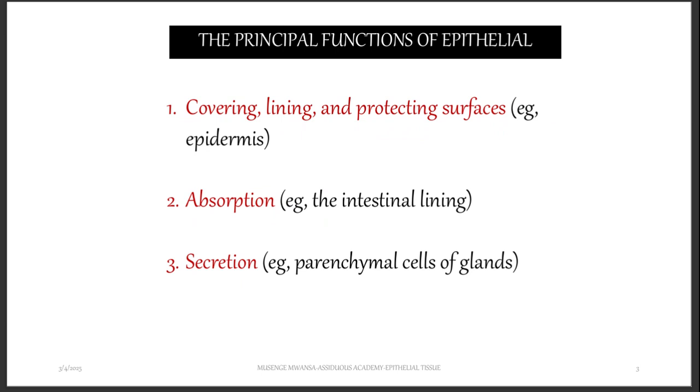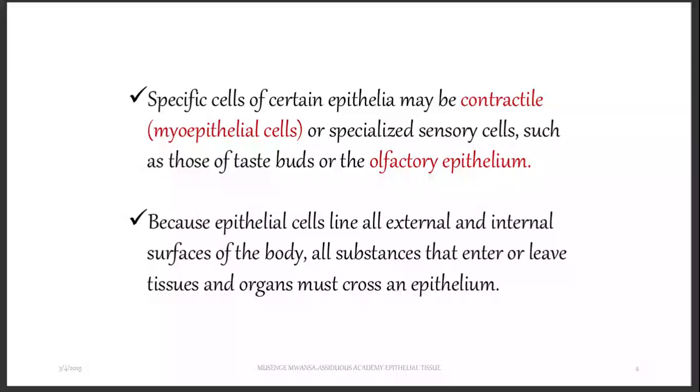Number three is secretion. For example, most of the glands, salivary glands, lacrimal glands, all these glands are going to be producing their product via epithelial tissues. So these are the principal functions of epithelium. Some epithelial tissues have got some muscle attached to them that will help them in contracting so that they can squeeze out what they contain.